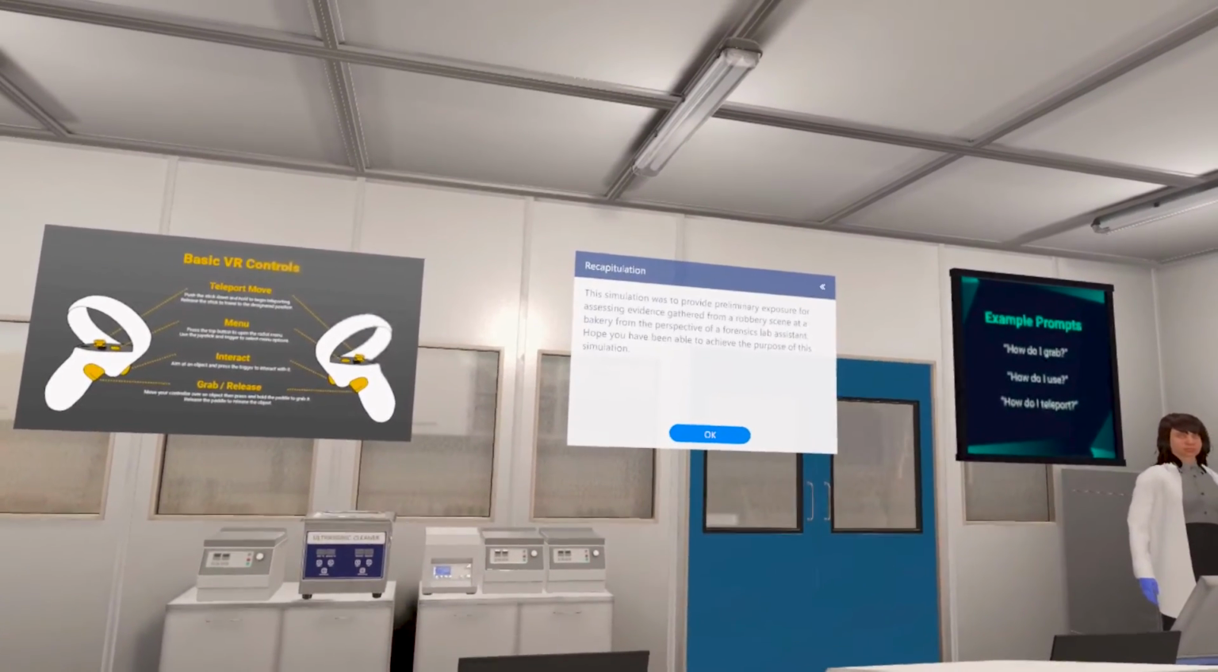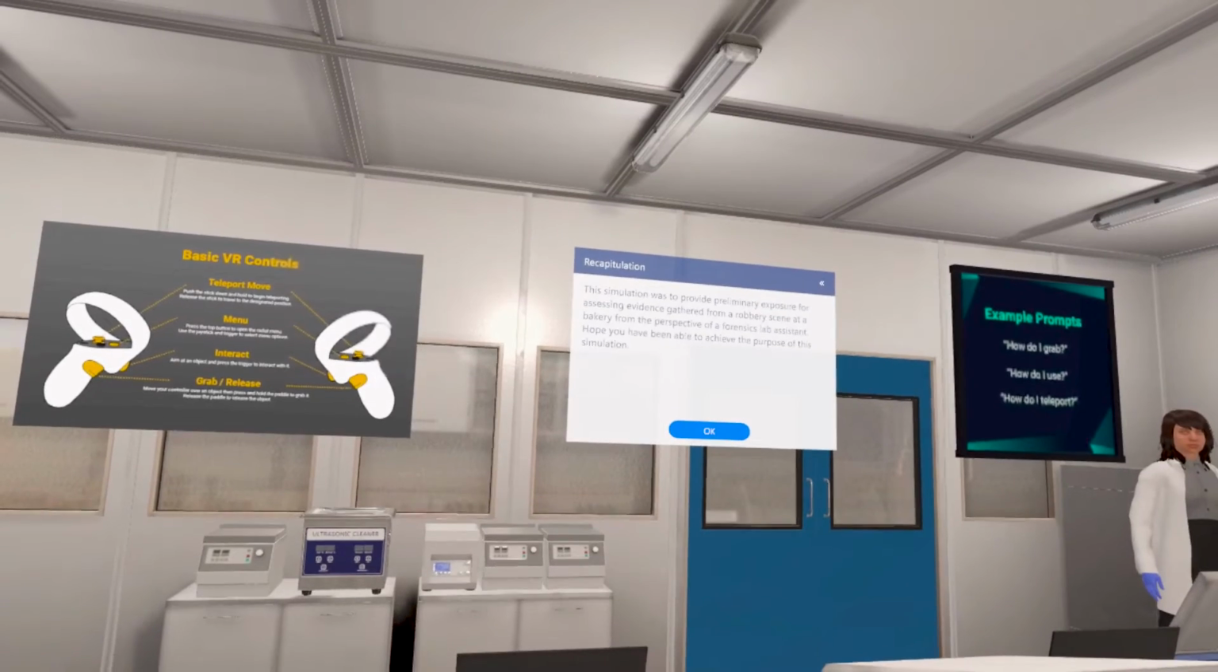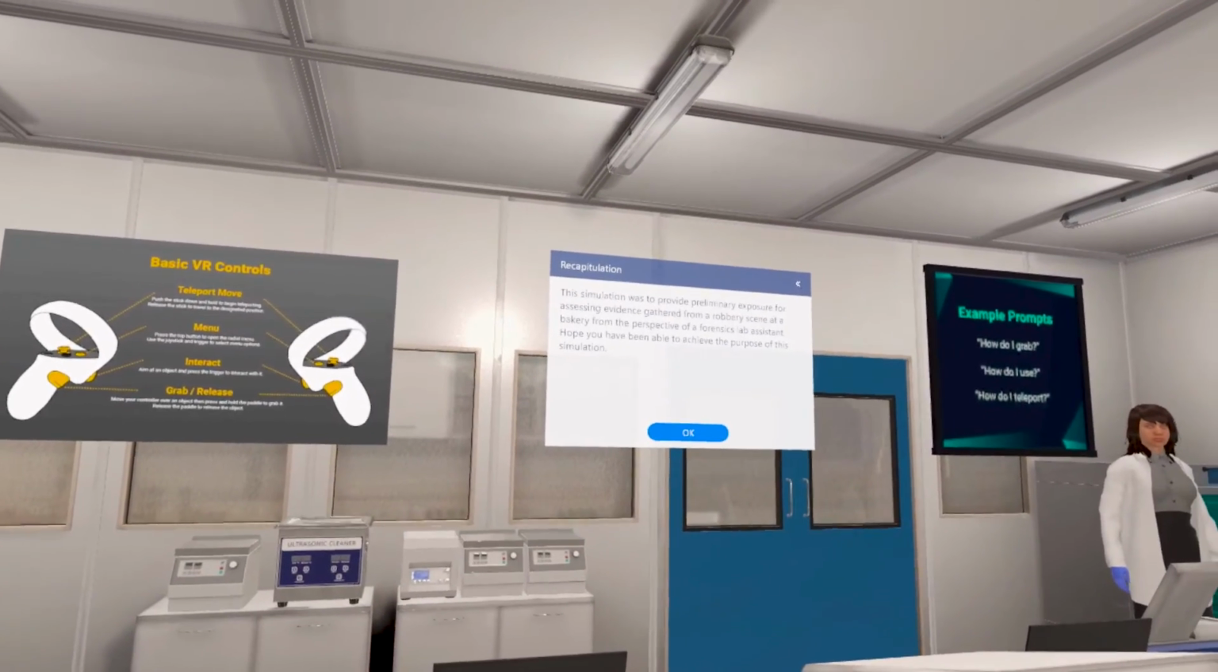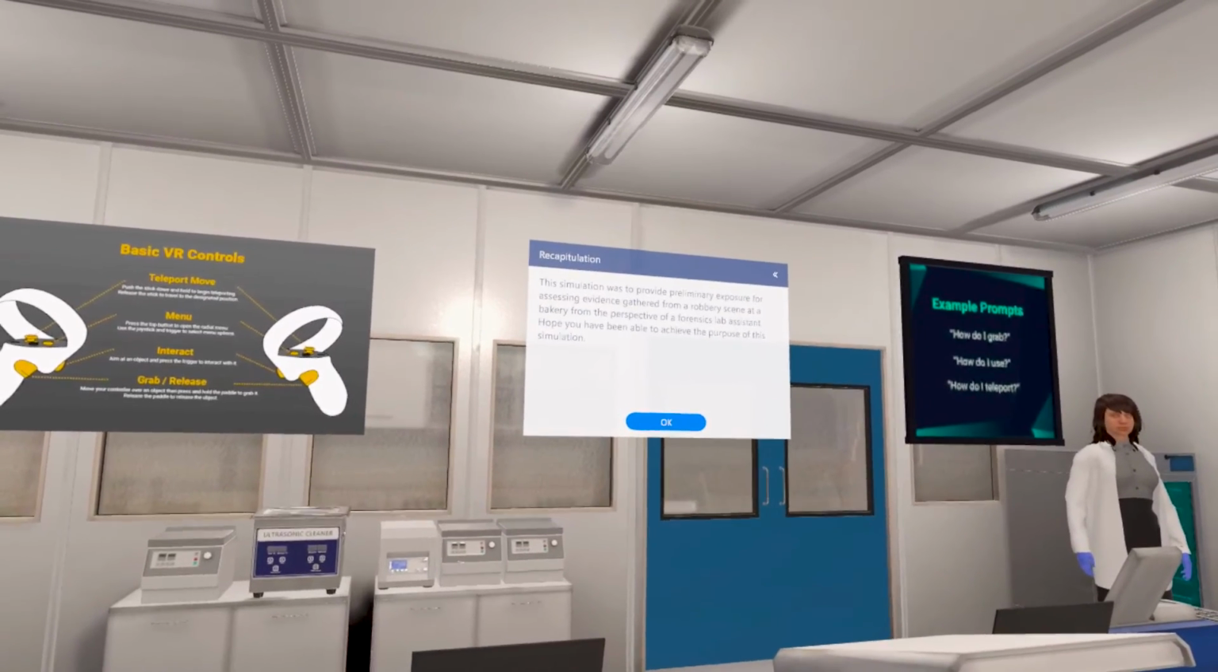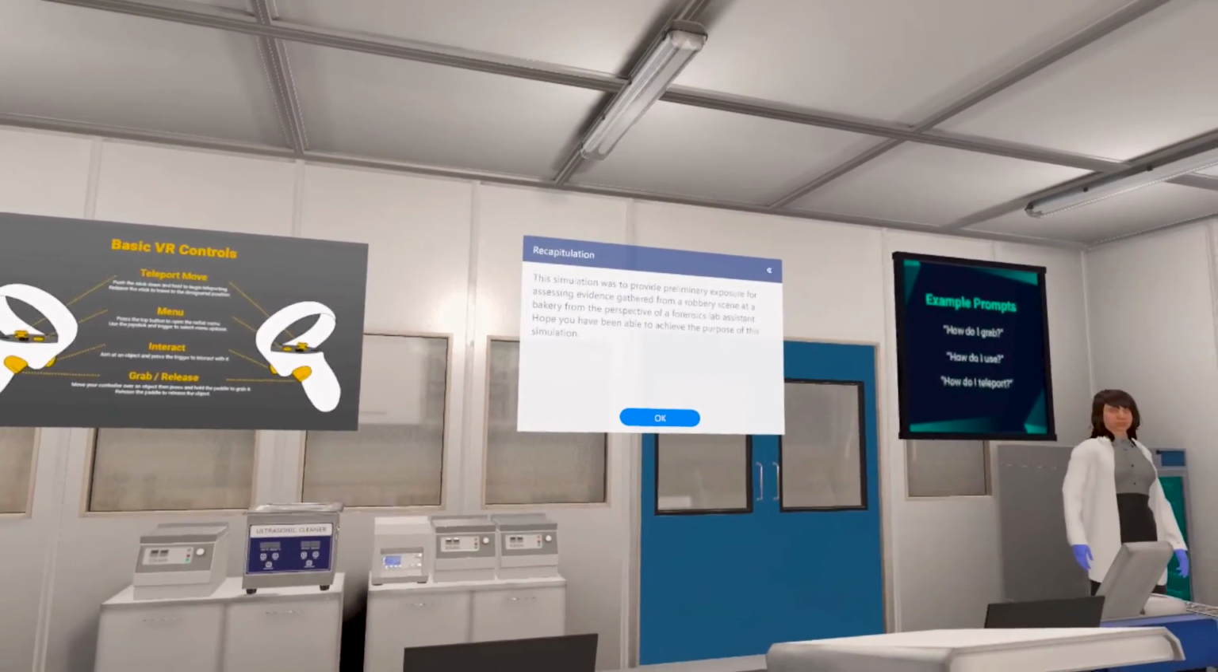This simulation was to provide preliminary exposure for assessing evidence gathered from a robbery scene at a bakery from the perspective of a forensics lab assistant. Hope you have been able to achieve the purpose of this simulation.